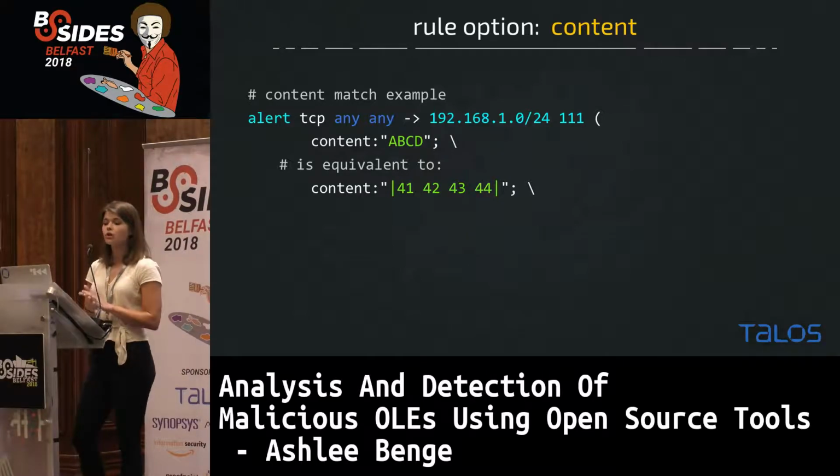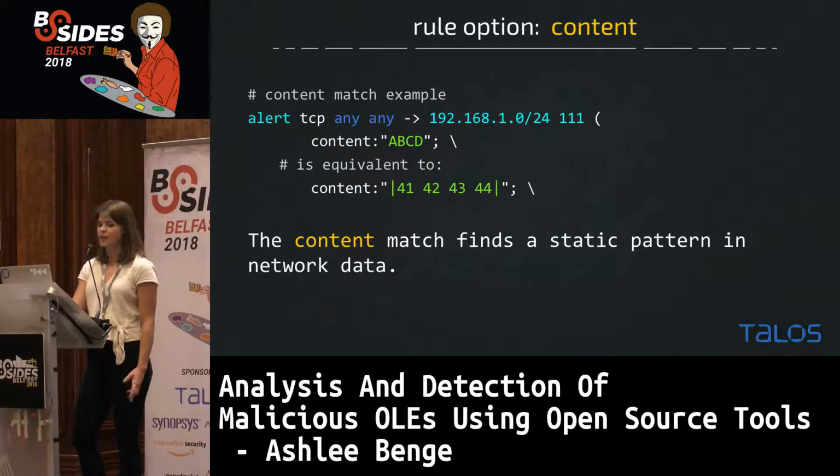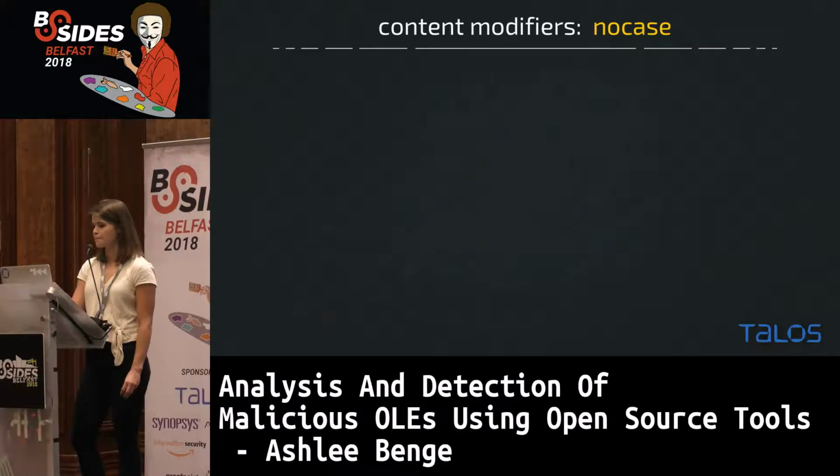So in this case, this rule is looking for just a string, A, B, C, D, and you can specify this as the actual string or as hex values. And like I said, this just finds a static pattern in your network data, whatever you're looking at.